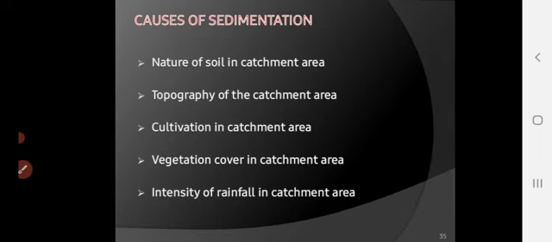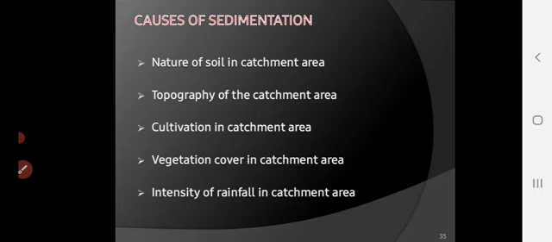Now let's see the causes. First cause is nature of soil in the catchment area. If the soil in the catchment area of a river is loose and easily erodible, the river will bring in a large amount of sediment, right? If loose soil is there, sedimentation is more. On the other hand, if the soil in the catchment area is hard or rocky, then the river carries less sediment and sedimentation is low.